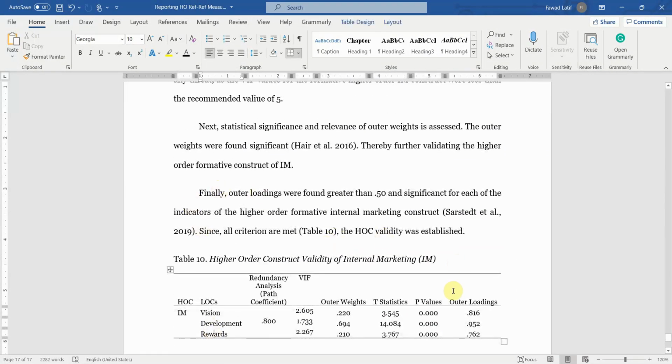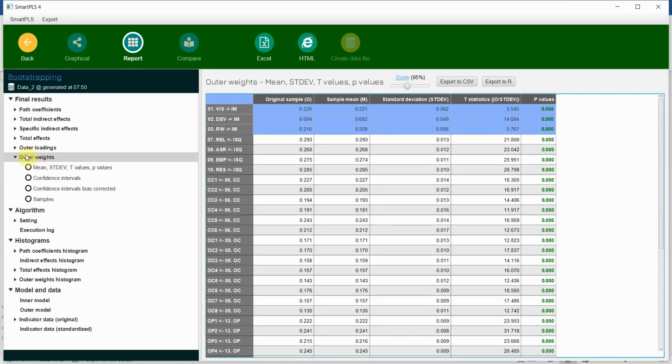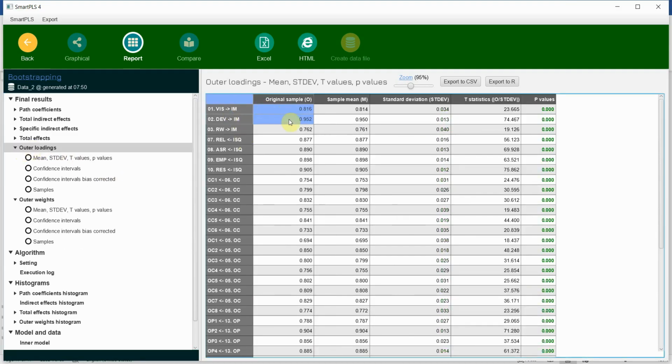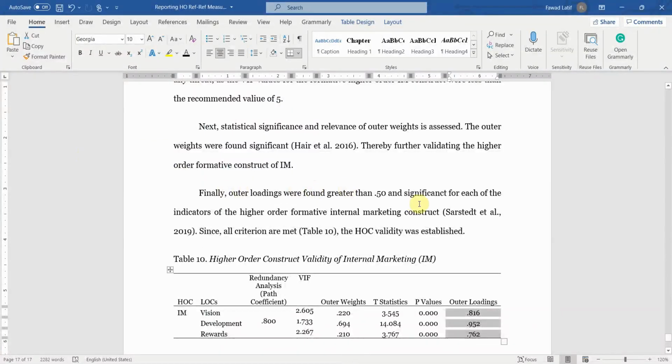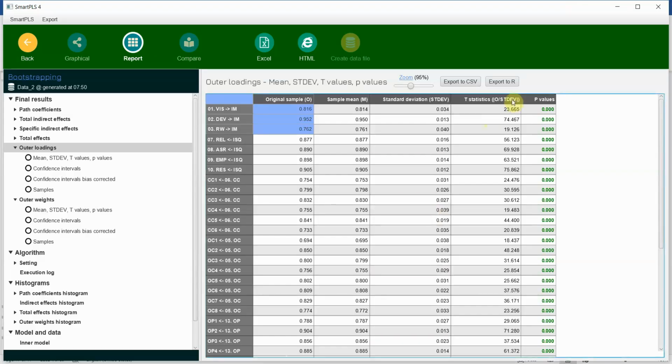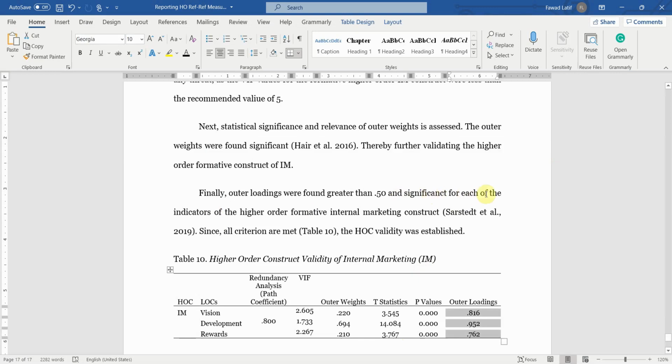Finally, outer loadings. Where are the outer loadings? Here they are. And where are they in the output? Here they are, outer loadings. Have a look here. Outer loadings should be greater than 0.50. Are they? Yes. And significant. Are they significant? Yes, they are significant for each of the indicators of the higher order formative internal marketing construct.